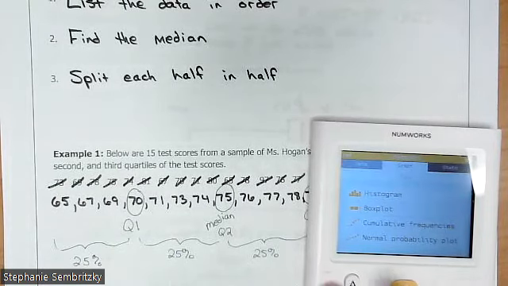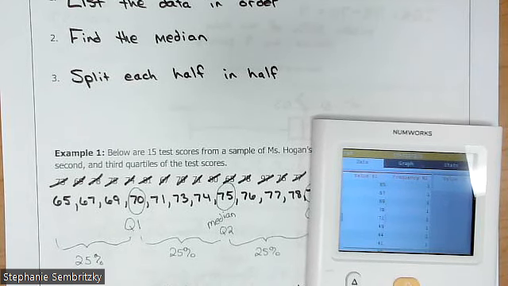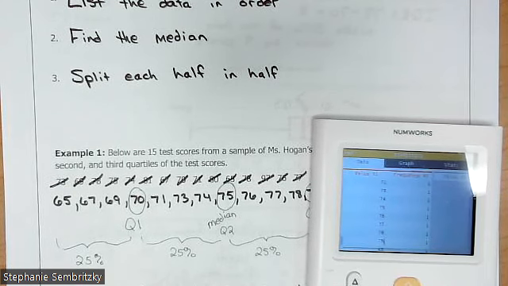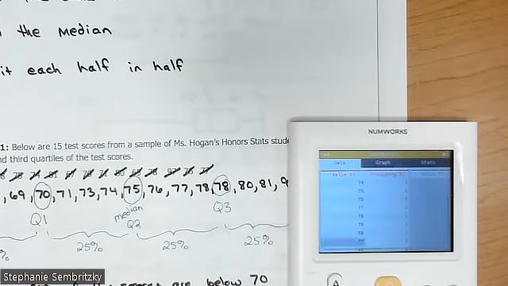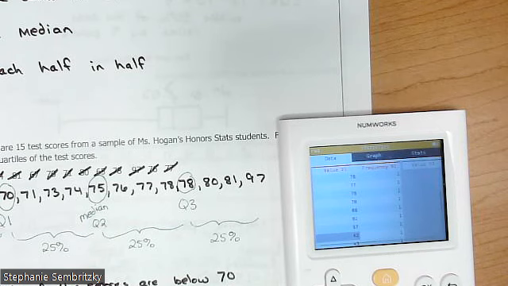Statistics. So I would go to statistics, go to my data: 65, 67, 69, 70, 71, 73, 74, 76, 77, 78, 80, 81, 97. And I had other stuff in there and I didn't know it.